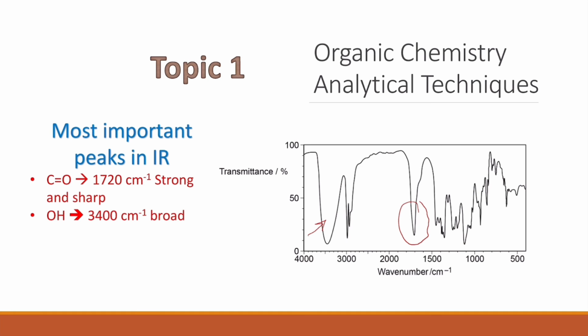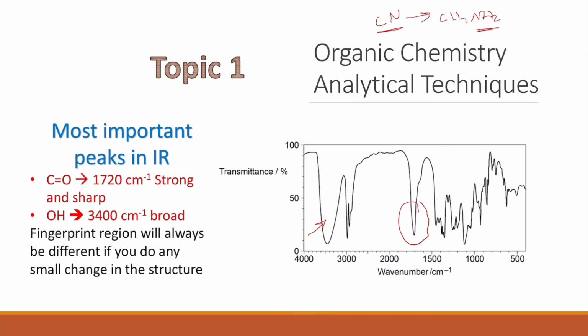So you need to look at the functional group, and you need to look for the peaks that are changing. For example, the cyanide group, and if it changes into an amino group, for example. So you're going to use the data book to identify what peak you would see for the cyano group, what peak you would see for the NH2 group. And always refer to the fingerprint region, because the fingerprint region will change, which is the part at the right-hand side of the IR spectrum. So the fingerprint region will always be different if you make any small change in the structure. So always refer to the fingerprint region, and compare it with a data book.